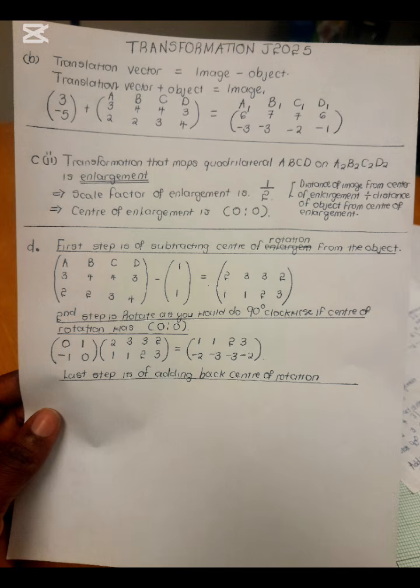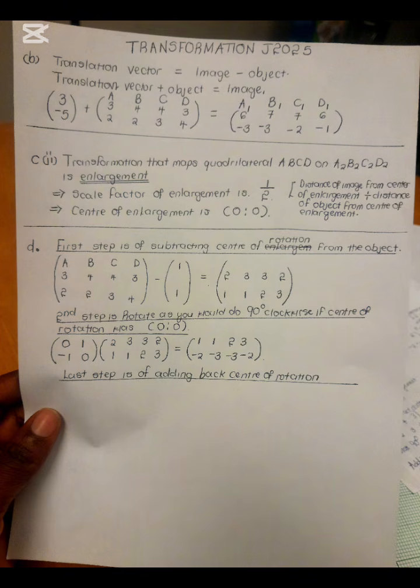So if the center of rotation is (1, 1) instead of (0, 0), this is the step that is followed. The first step is we need to subtract the center of rotation from the object. So we are going to subtract (1, 1) from each and every coordinate of the object. So we get (2, 1), (3, 1), (3, 2), and (2, 3).